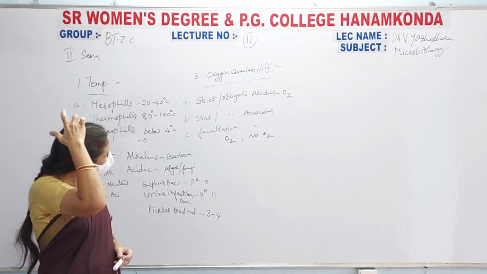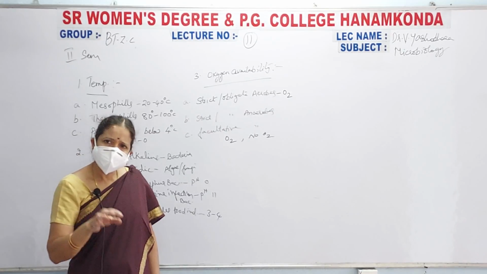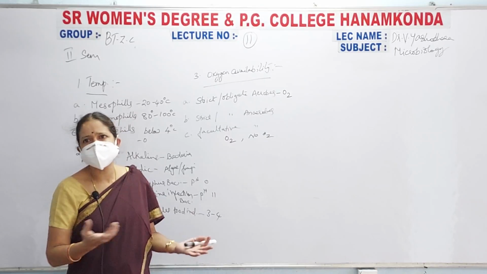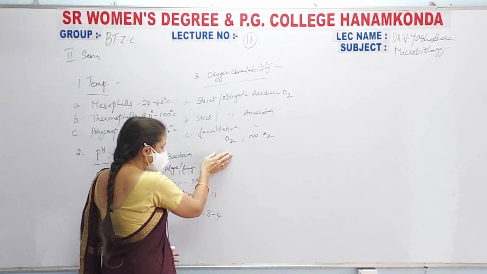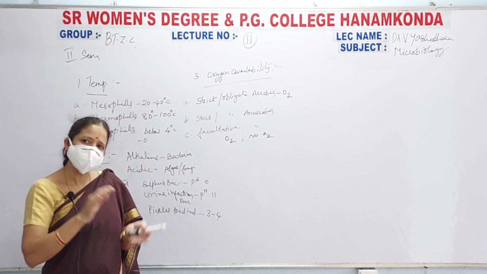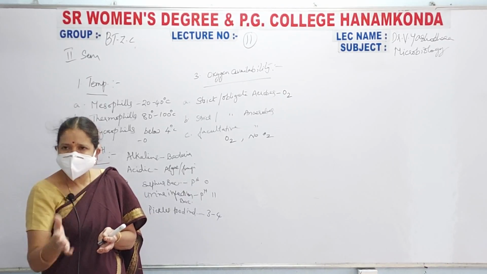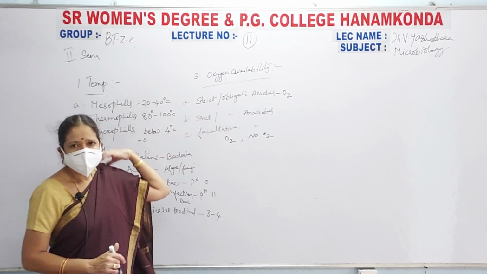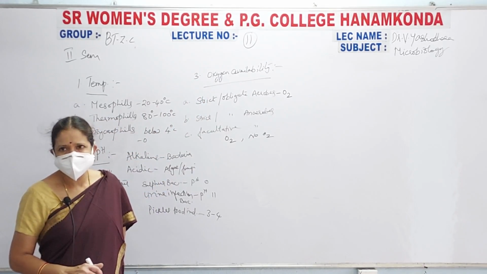If oxygen is there, no matter, they will grow. They are anaerobes only, but if oxygen is available, they will grow. If oxygen is not there, as they are anaerobes, they can grow. That means they can grow if oxygen is available, and if oxygen is absent, they can grow. These are the different types of organisms based on the oxygen availability.